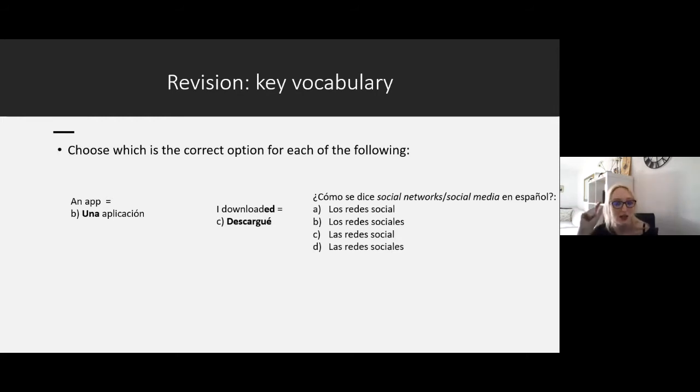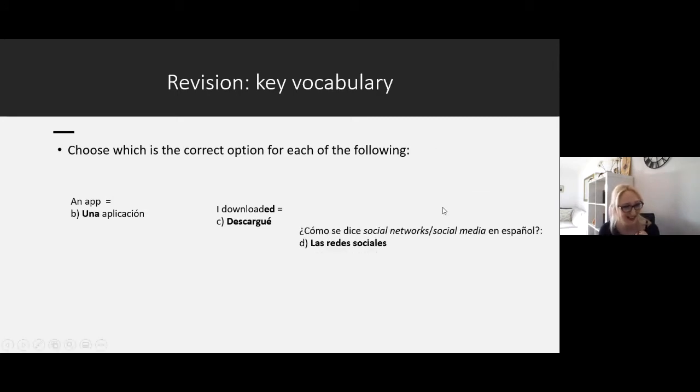So I'm pleased to see you've remembered about agreements. So everything has to agree in Spanish. So if we're talking about redes, it has to be sociales. Okay, everything has to agree. Now, is red masculine or feminine? And the answer, it's feminine. Okay, so the people that said D, very well done. So red is the word for network, it's feminine. So la red, okay? So las redes sociales.